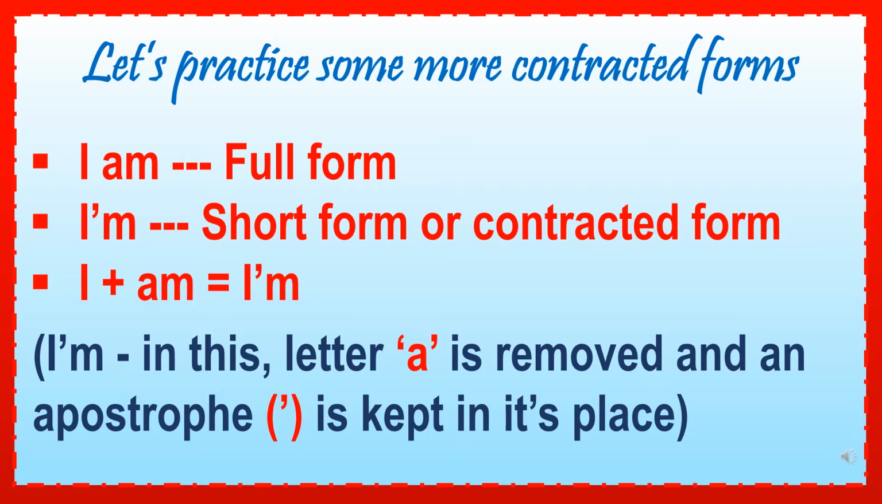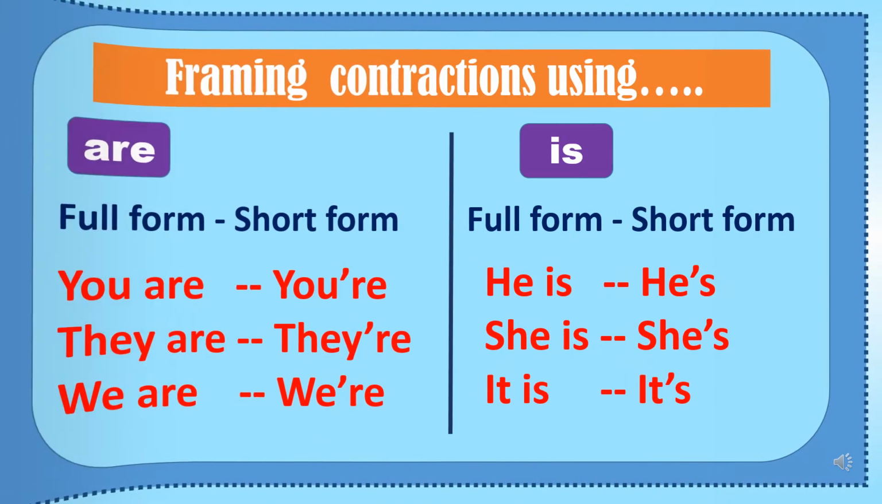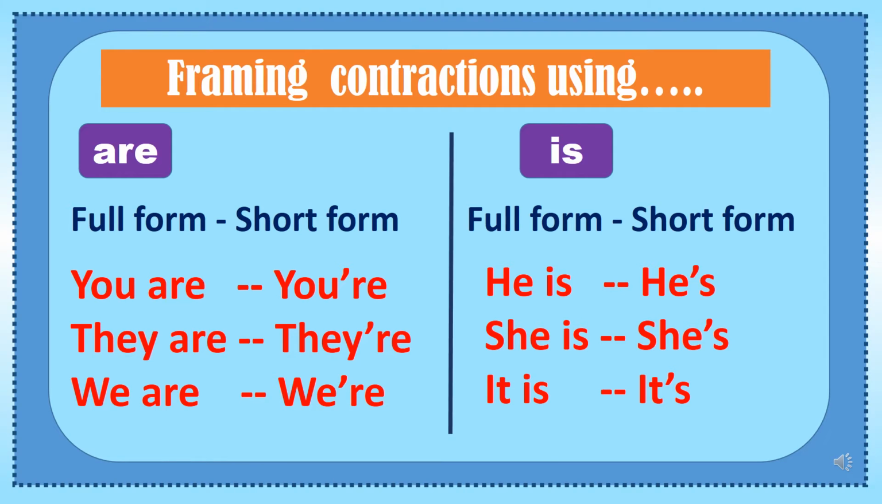This is the short form or the contracted form. Students, now shall we use the word are and frame the contractions. You are is a full form. The contracted word is you're. They are, full form; they're. We are, we're.